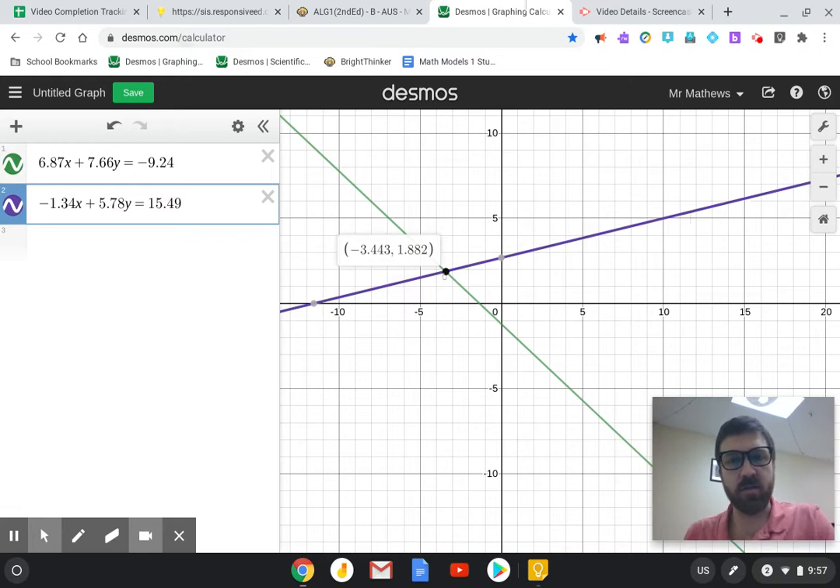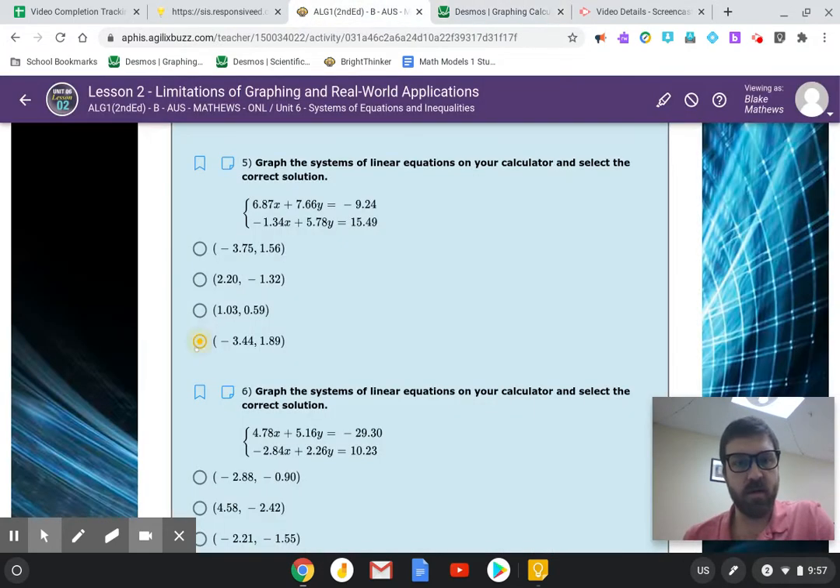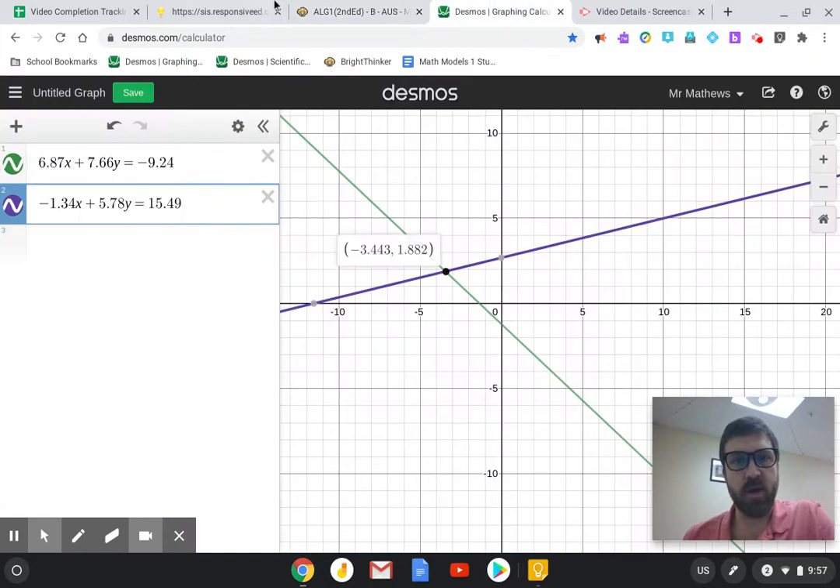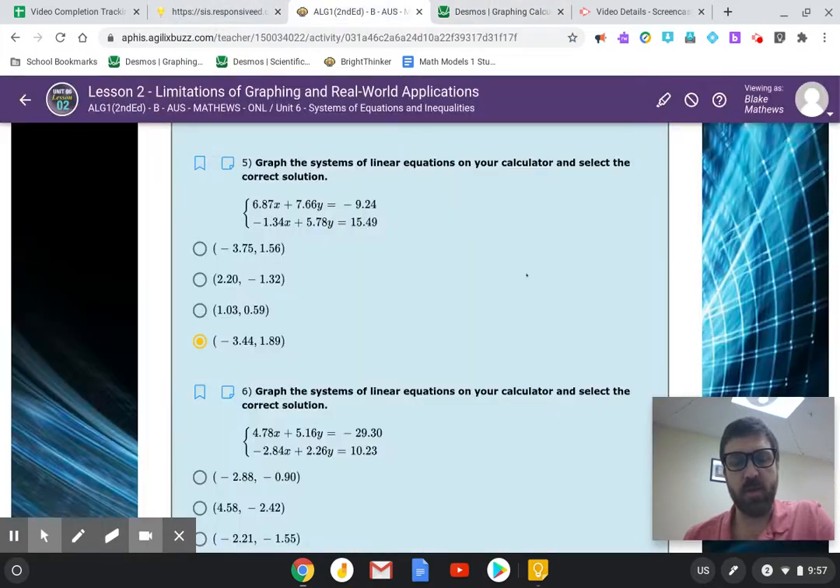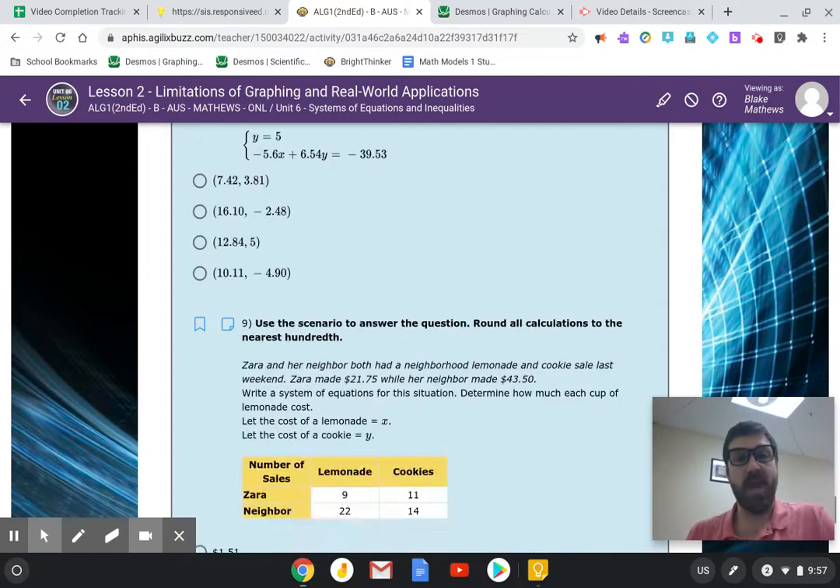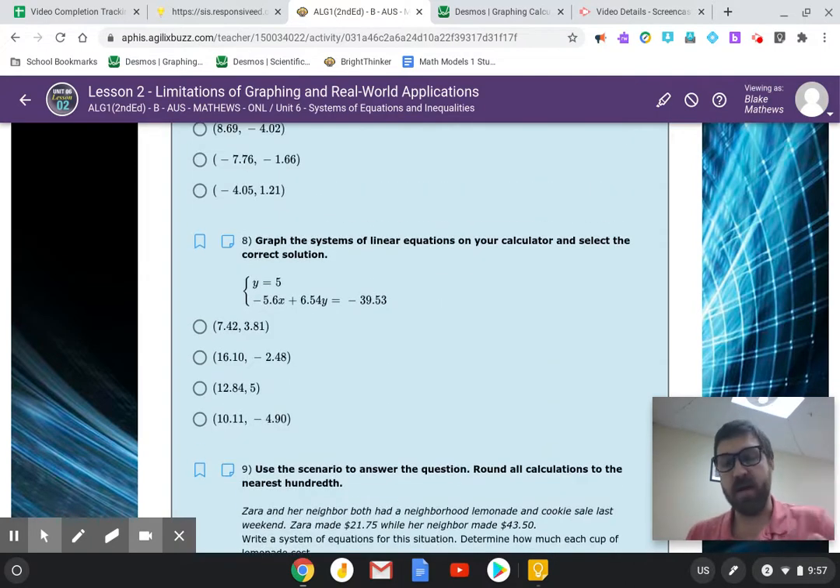It automatically marks it for us. Negative 3.443, and there we go, rounded, and 1.882. So that would be our answer choice. That's what you do for numbers 1 through 8. All of them: graph the equations and find the place where they intersect. That's all you've got to do.